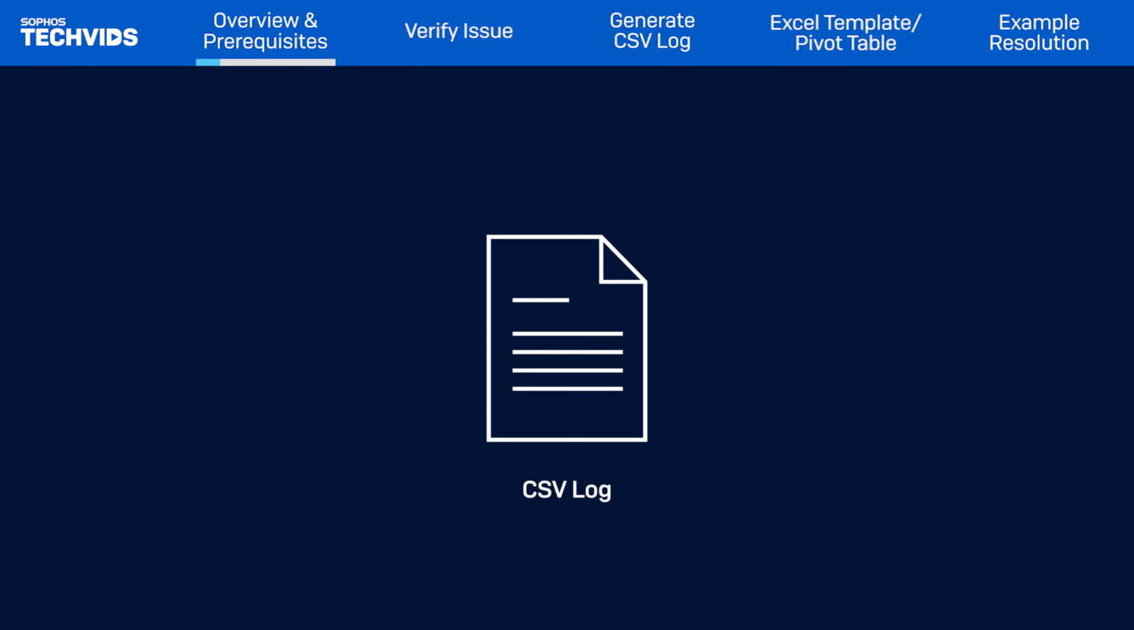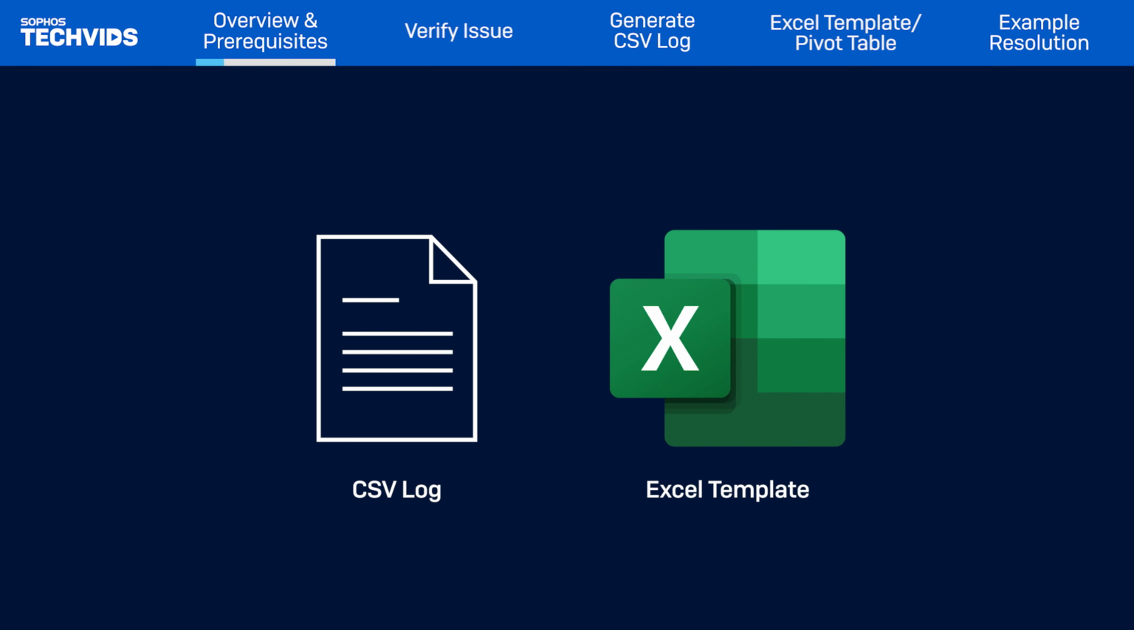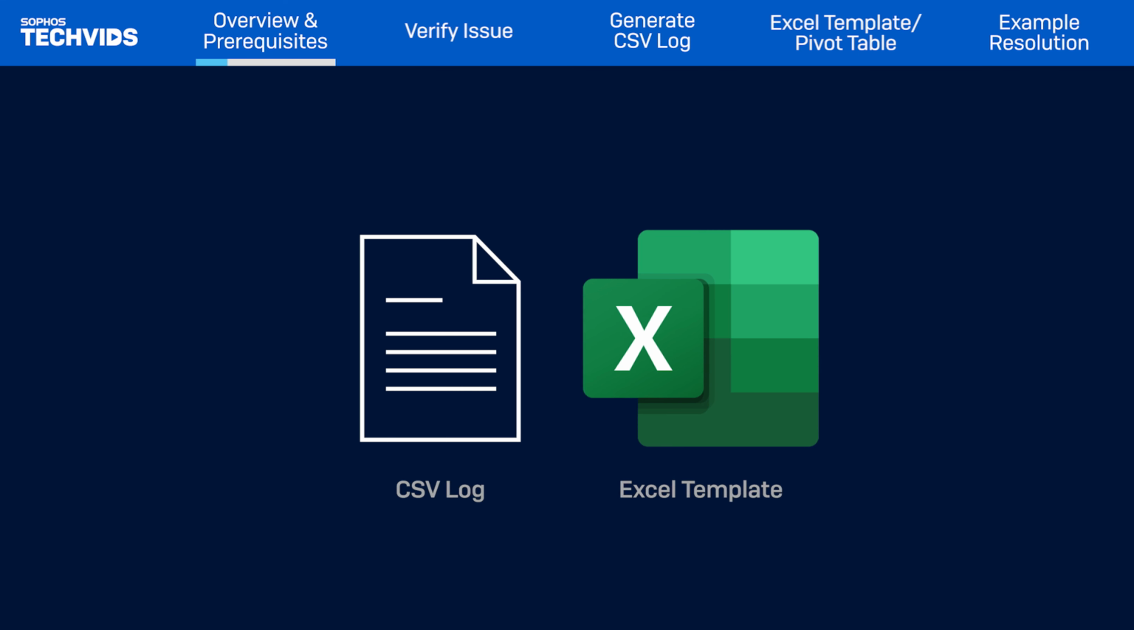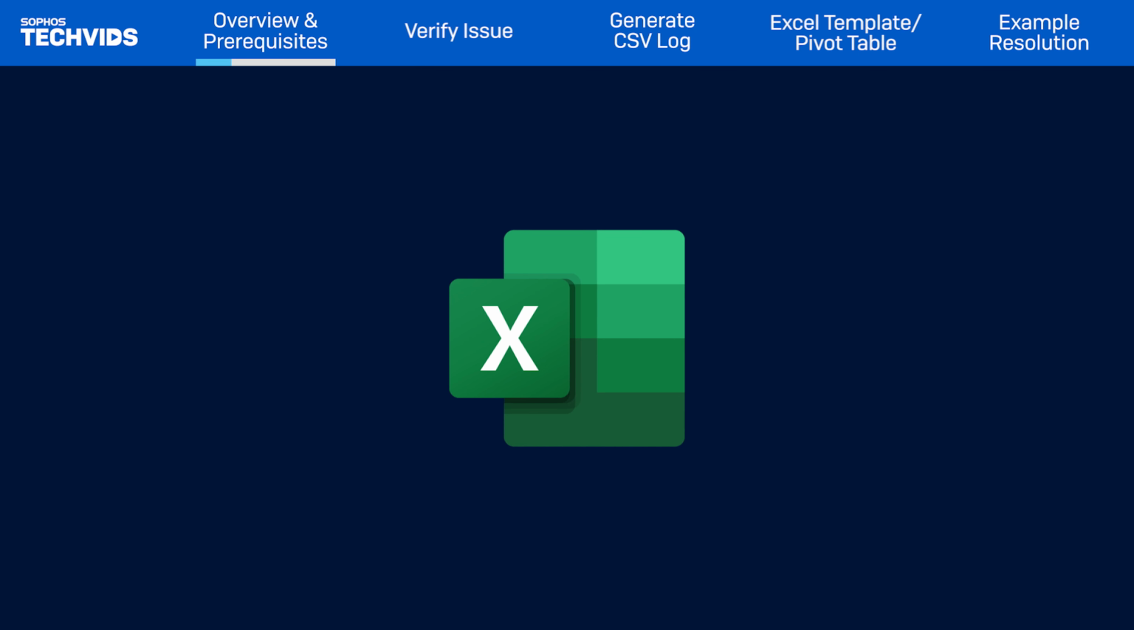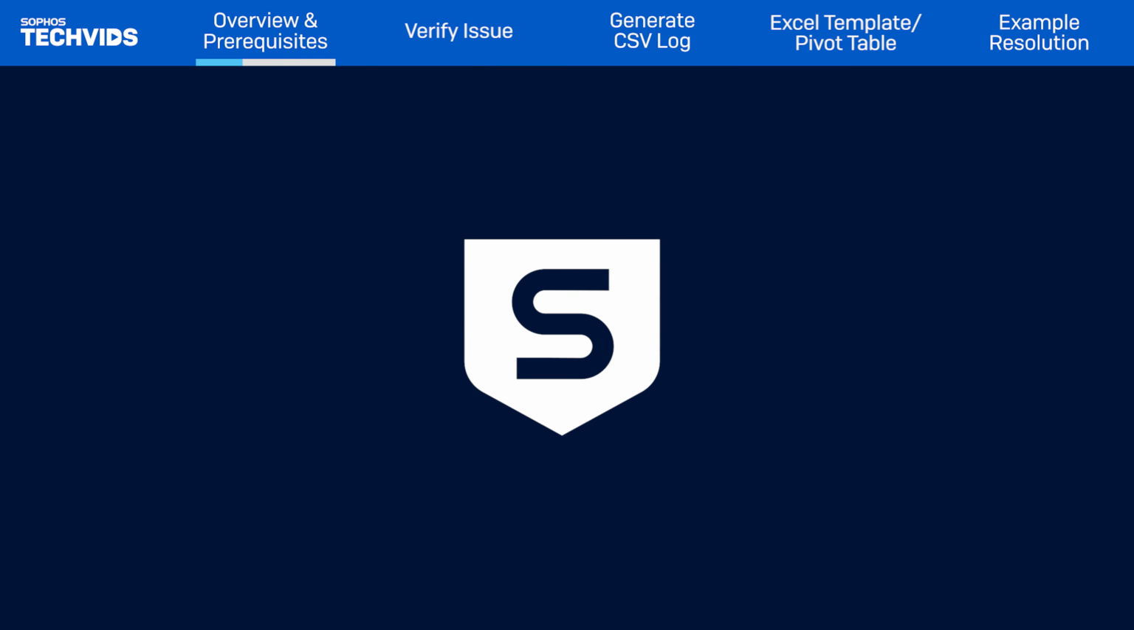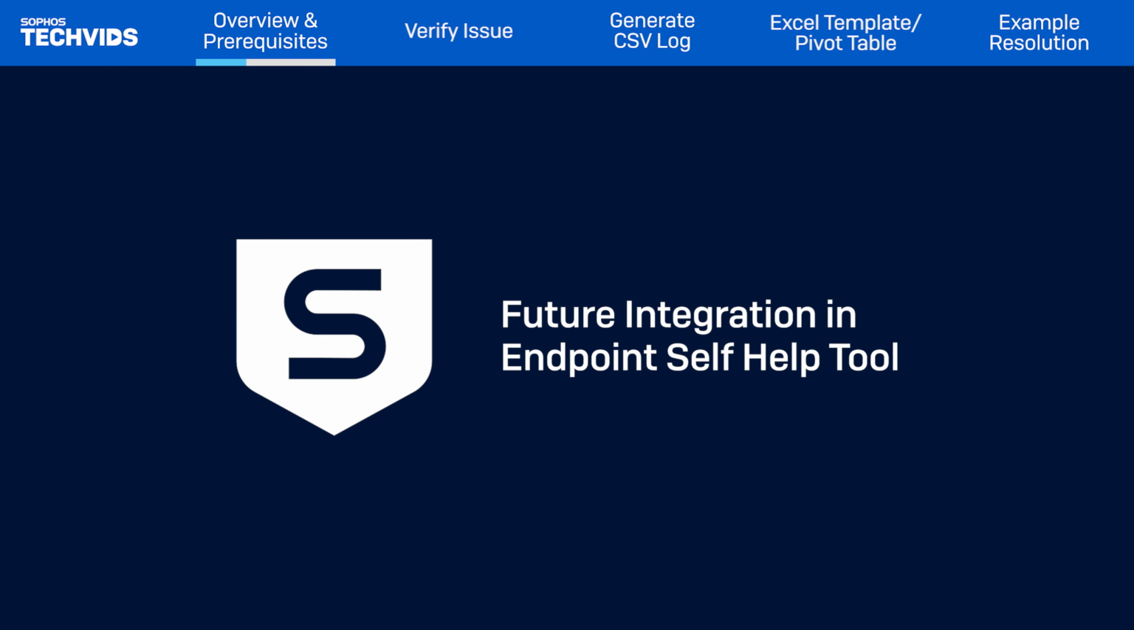Logs can be difficult to interpret, so we've created an Excel template with some useful pivot tables to ingest the log data and help expedite the troubleshooting process. At a later date, the analysis performed using the pivot tables will also be integrated into the Endpoint Self-Help tool to make this process easier.